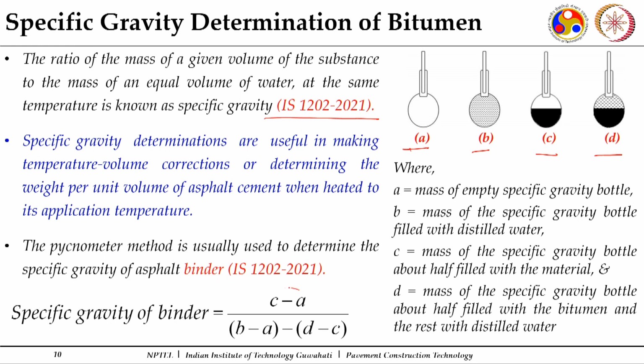So, what is required? First I need to know the weight of the bitumen, which is C minus A, because here it is half filled and this is the empty bottle. Then I need to work out the volume of this bitumen. B minus A gives me the weight of the water in this particular pycnometer. This water I will subtract from D minus C, so that will give me the water in the bitumen bottle. So, from this total water, if I subtract out this water, I will get the volume corresponding to my bitumen sample, and this is what comes in the denominator. So, you get the specific gravity of binder.